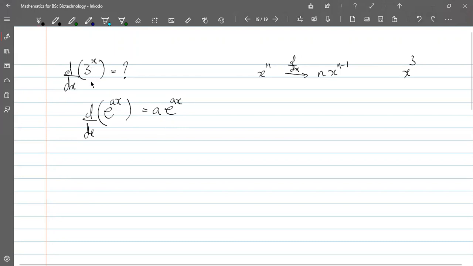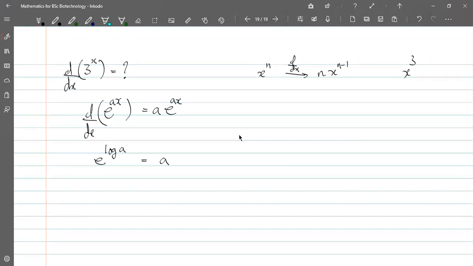Here we have 3 to the x. Is there any way in which you can write 3 in terms of e? So you can observe this. What is e to the power of log of a? Remember that exponentiation and logarithm, that is the natural logarithm, are inverse functions. So if you first find the log of a and then take e to the power of that result, what should you get? Yes, this answer should be a itself. So the answer to how do you write 3 in terms of e is this: 3 is equal to e to the power of log 3.